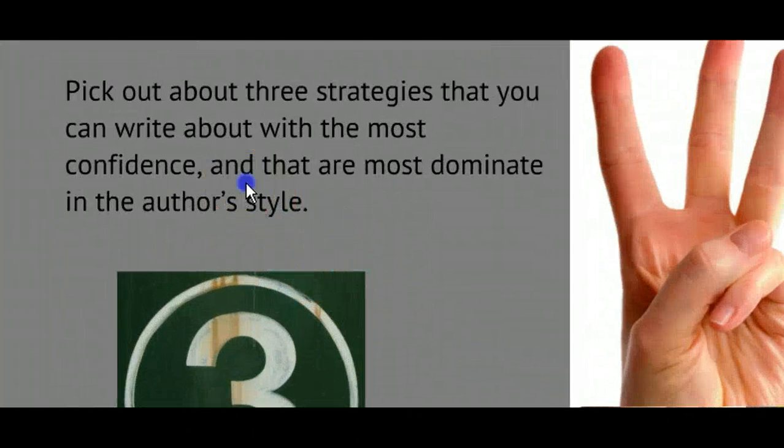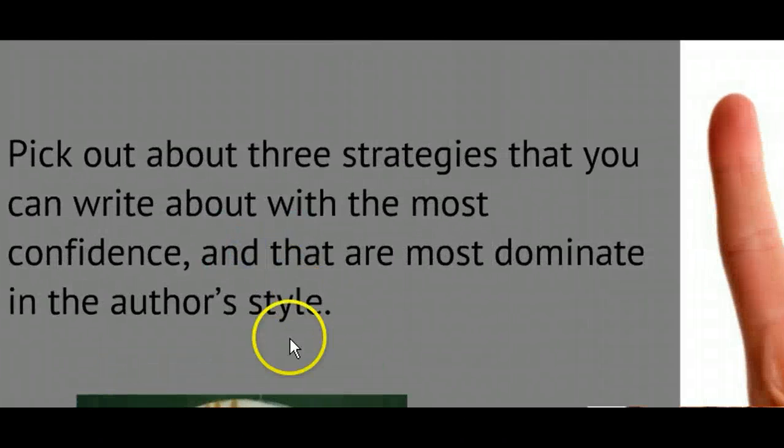Okay, finally, step three. Once you've read that piece and you've written down the strategies you see the author using, you would want to pick out about 3 strategies that you can write about with the most confidence and that are most dominant in the author's style. So they only pick pieces of writing to use on this test that they feel are really good examples of strategic rhetorical writing. So you should be able to find a lot of different strategies that you could write about. Pick out the 3 you feel like you can write about best.